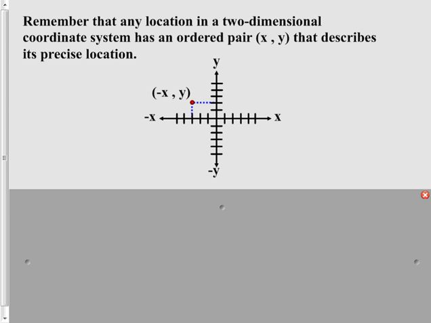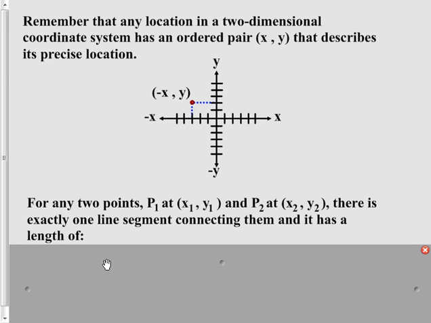Okay, now review just like we started off last time. Remember that any location in a two-dimensional coordinate system has an ordered pair x, y that describes its precise location. And you've already got this in your notes from Friday, so you don't necessarily need to put it down in there again. But also remember, if your point happens to line up with the negative x-axis, like this point does, that means you're going to have a negative value for your x. And if it's a positive value on the y-axis, then it's a positive y.